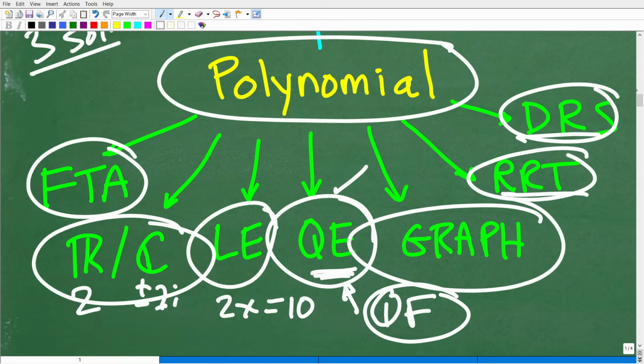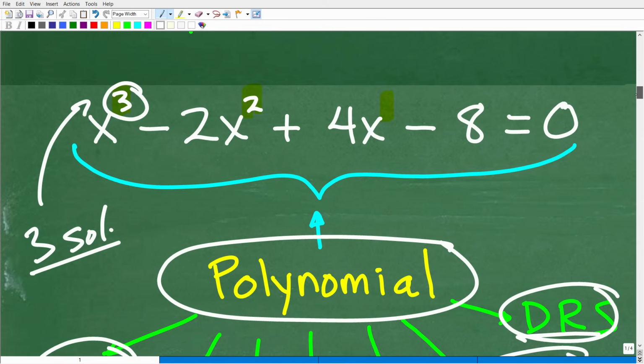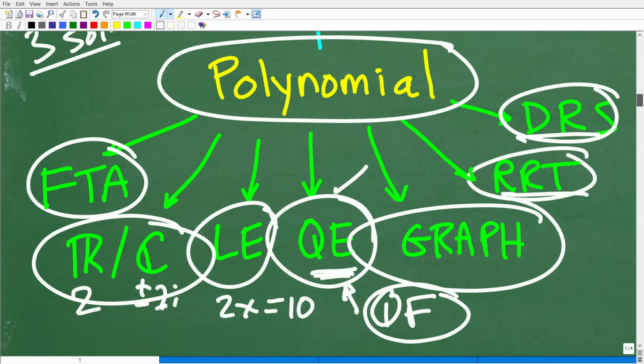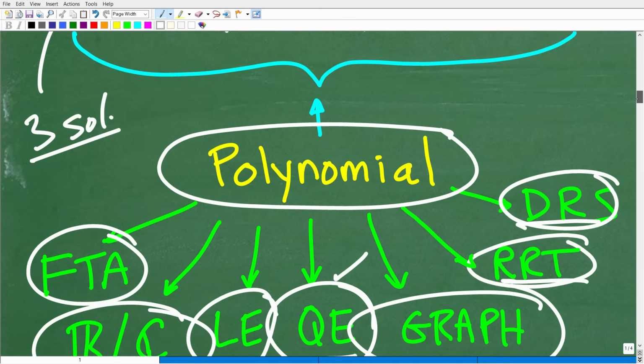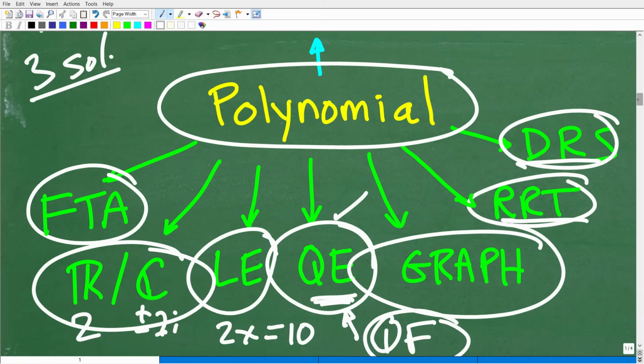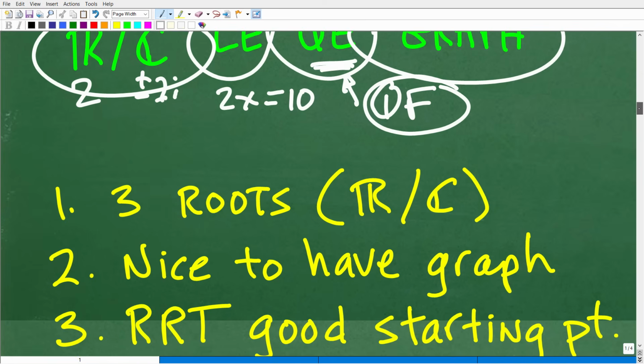But again, we want to frame the problem. We're like, all right, we've got a polynomial equation. I need to be thinking about all these things. So far, we know it's a third degree, so we're going to have 3 solutions. But we need a strategy to solve this, and that would be this.